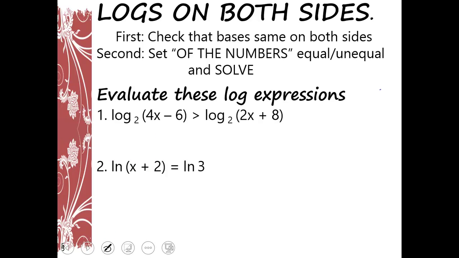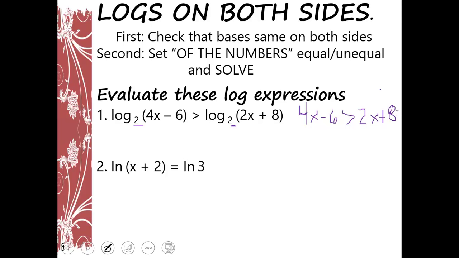Okay. Notice that I have log base 2 here and log base 2 here. As long as my bases are the same, my arguments have to be unequal in this same way. So that means that 4x minus 6 has to be greater than 2x plus 8.